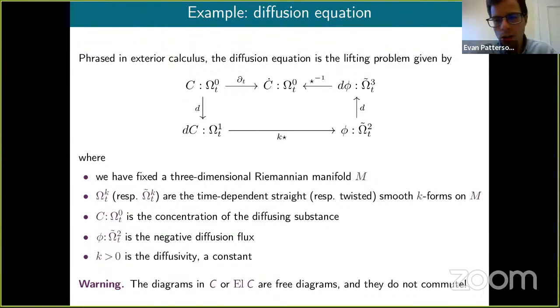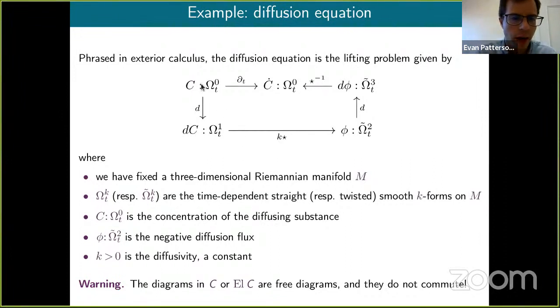If you just look at the equation, it's not clear whether the notation represents a particular solution that satisfies it or the thing that you want to solve. So here what I'm saying is, this is representing a thing that I want to solve. But the point is that the diagram in C, or if I find a lift to LFC, all of these diagrams are free diagrams. They don't commute.